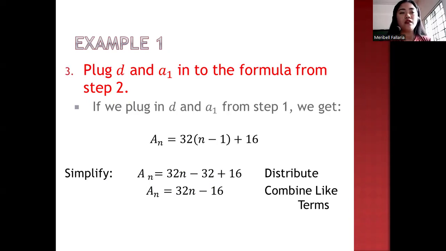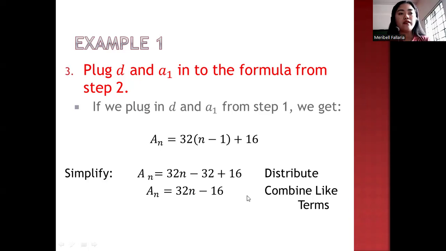What is the value of B and A sub 1? We have 32 for B and 16 for A sub 1. Plugging in the values, A sub n is equal to 32 times n minus 1 plus 16. Simplifying, 32 times n gives 32n, and 32 times negative 1 gives negative 32, then plus 16.